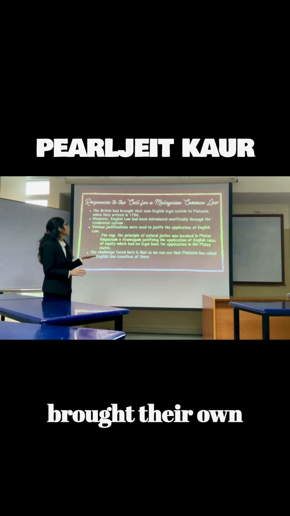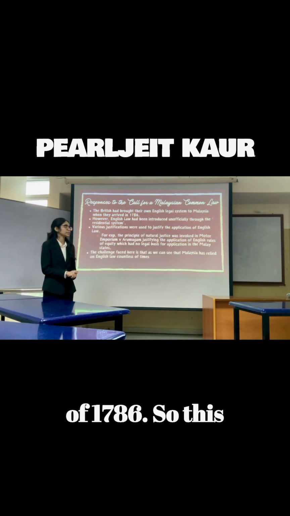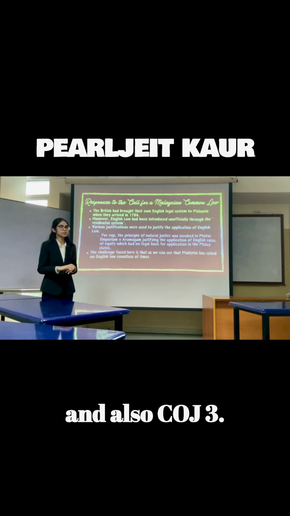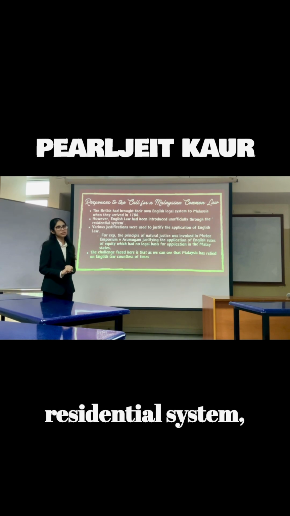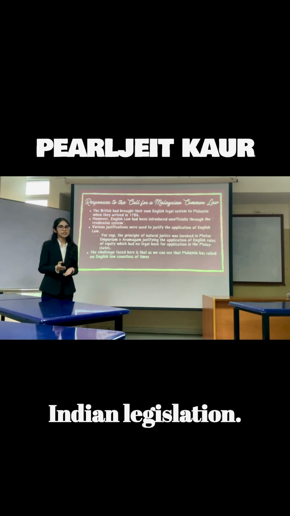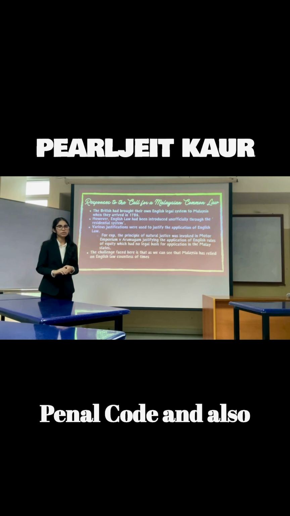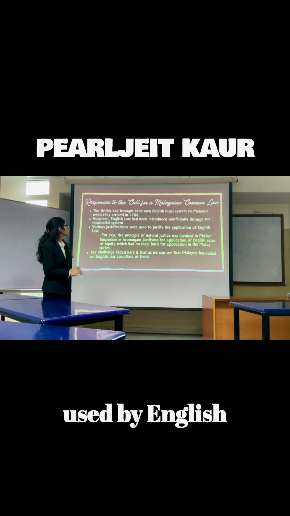The British brought their own English legal system to Malaysia when they arrived in the year 1786. This led to the establishment of the Charters of Justice, the first, second and third. However, English law had been introduced unofficially through the residential system. This shows the influence of English law on Malaysian legislation, as it was modeled upon Indian legislation. Instances we can take are the Contracts Act 1950, the Penal Code, the Criminal Procedure Code and more. Various justifications were used by English judges in order to justify the application of English law.